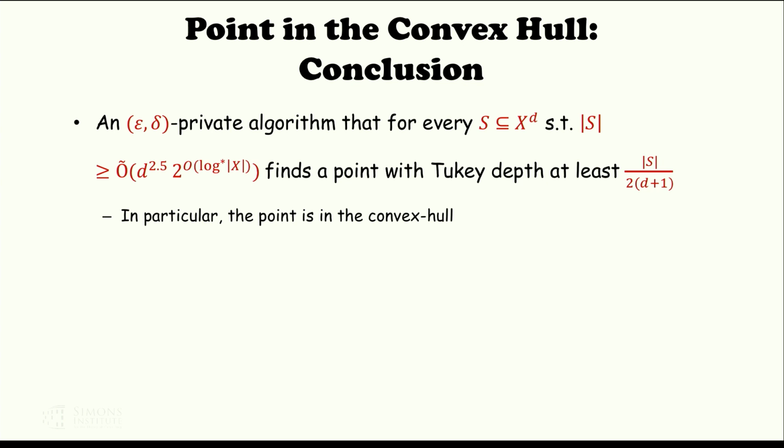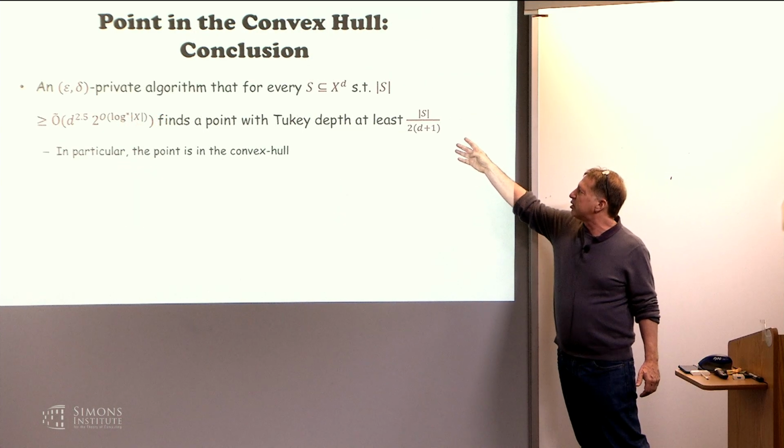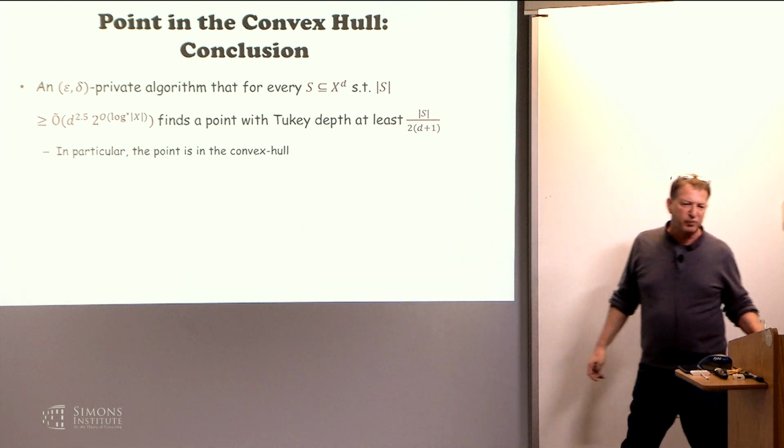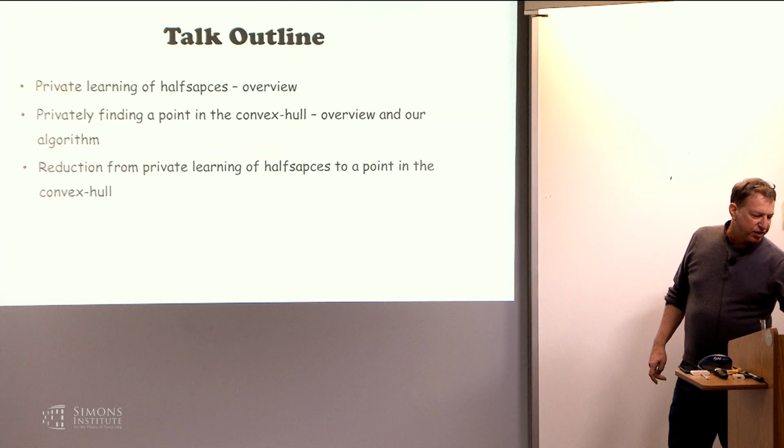So, conclusion: we have an epsilon-delta algorithm that works for a sample size polynomial in d and 2 to the log star of x, and finds a point with a large Tukey depth, an approximate center point, n over 2 times (d plus 1). So this is what we know about the convex hull. And this ends the second part of my talk, so let's go to the third part of my talk.